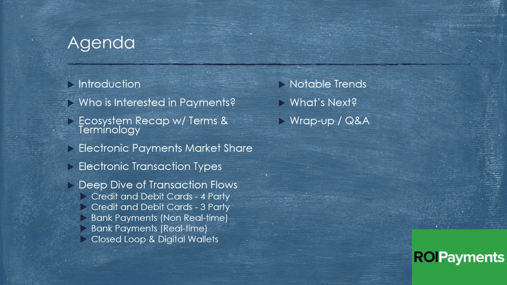For an agenda today, we're going to quickly review and recap who we feel is interested in payments. We're then going to go over a quick recap of Bootcamp number 1 from an ecosystem perspective, and then go into terms and terminology that we'll be presenting today. Next, we'll go into the market share for what types of electronic transactions are prevalent today and what you as merchants may want to look out for in the coming months, years, etc., as well as review what types of volume are expected from a credit versus debit versus ACH perspective.